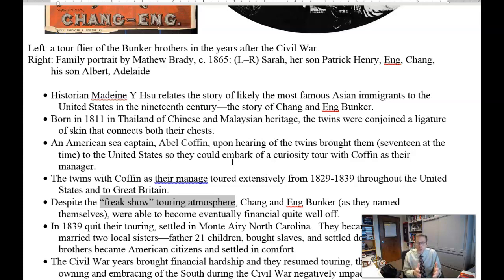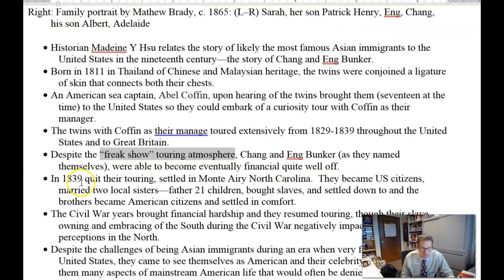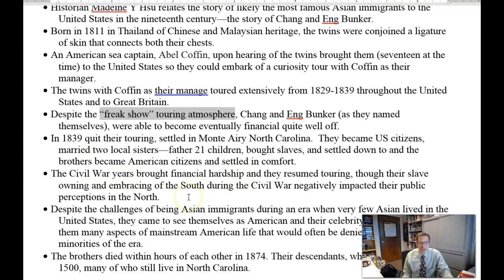which is being conjoined twins. In 1839, the two of them decided they had toured enough, and they had made quite a bit of money in that time period, and they decided to settle in Mount Airy in North Carolina. Around that time period, they became U.S. citizens. Now, that's significant, because as you know from other lectures, oftentimes Chinese were not able to become U.S. citizens, and then laws were put on the books that prohibited them from becoming U.S. citizens. But take a look, this is in the 1840s.